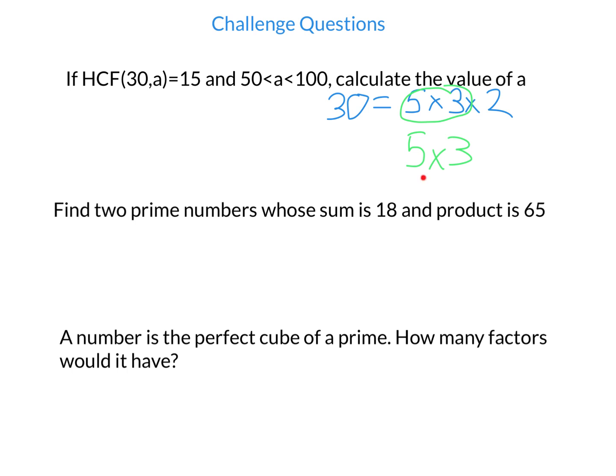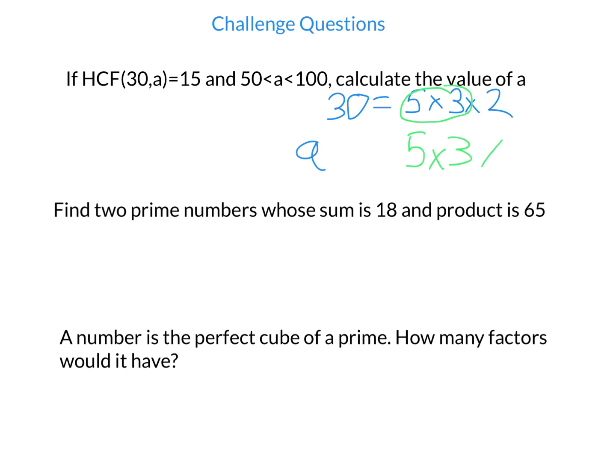If I want 15 to be the highest common factor of some number A and 30, it has to have 5 times 3 in its prime factorization, but it can't have 2. If it had 2 in its prime factorization, the highest common factor would be 30. So what I need to do is multiply these numbers here by another prime other than 2.